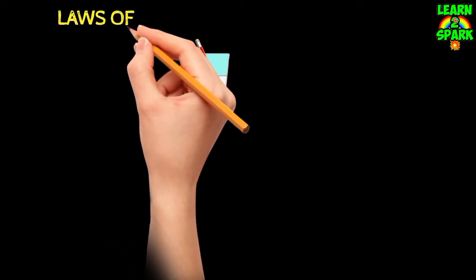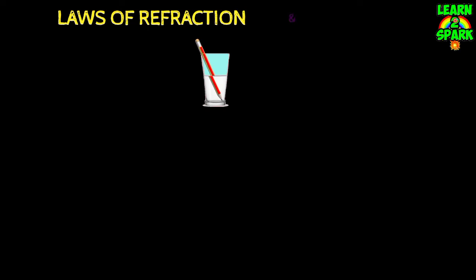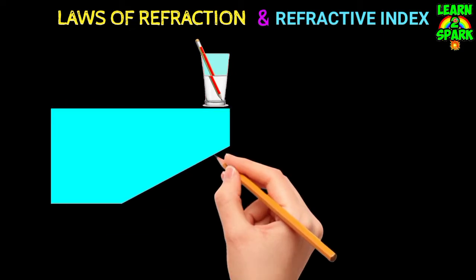Have you ever wondered why a pencil seems to be bent inside water? It happens due to a phenomenon called refraction, which can be explained by the laws of refraction and refractive index. Let's get to know why it happens.